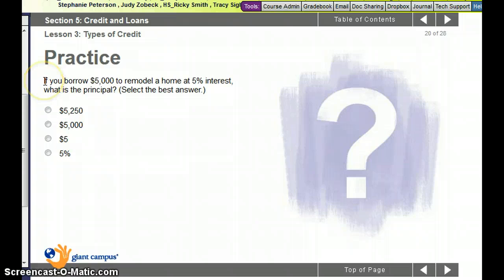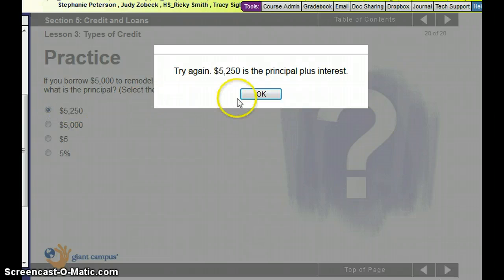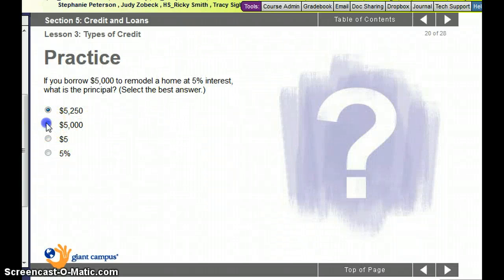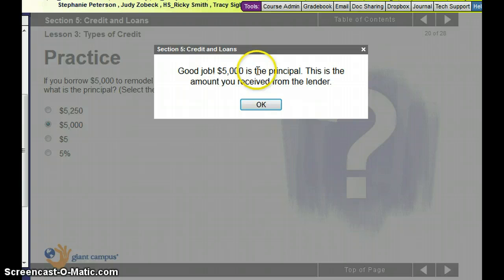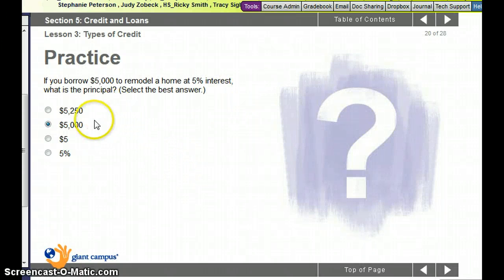So if you borrow $5,000 to remodel a home at 5% interest, what is the principal? Is it the $5,000 or the $5,250? No, your principal is the amount you received from the lender, $5,000. Your interest is $250 per year.